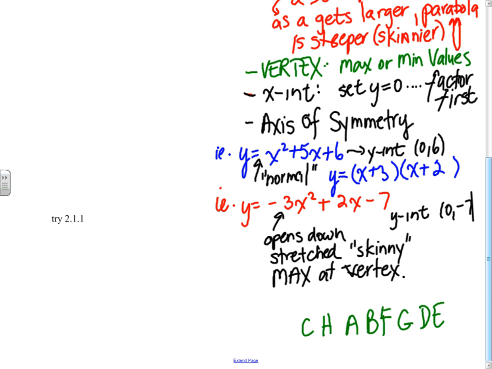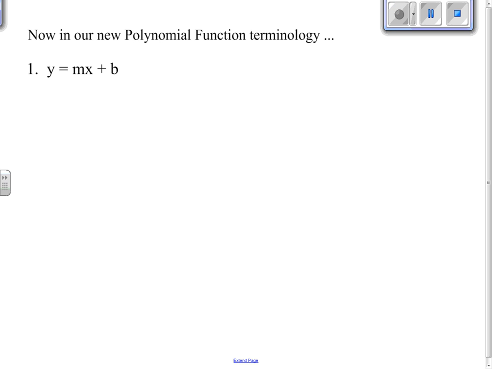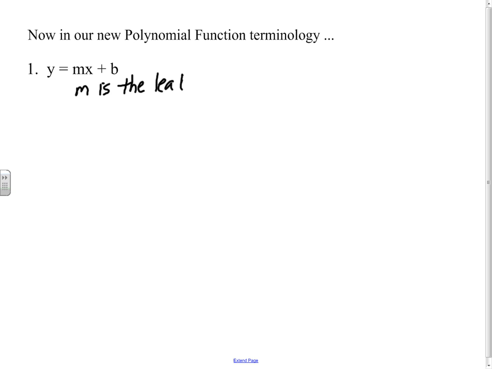Get your head back in the line, and quadratic came. Now we're going to look at the same two functions in our new polynomial function terminology. So we have a line, a linear function where m is the slope. So in our terminology, m is the leading coefficient. It's the coefficient in front of the largest power of x.